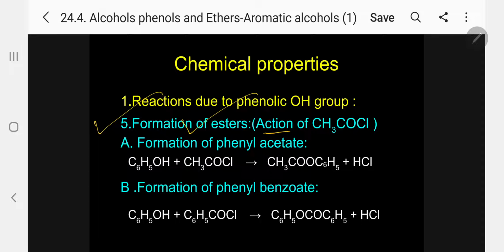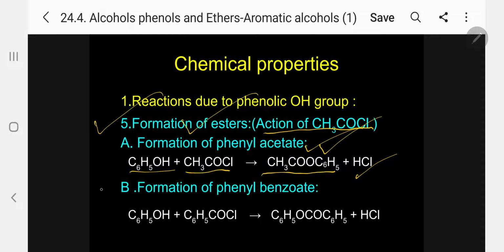So, actually, action of acid chloride. When you treat phenol with acetyl chloride, the product is phenyl acetate. Kindly follow. I told you already, the ester part will always be formed from the acid. So phenyl is the alcohol part, so it comes as the substituent. So phenyl acetate is the product, and HCl is formed.